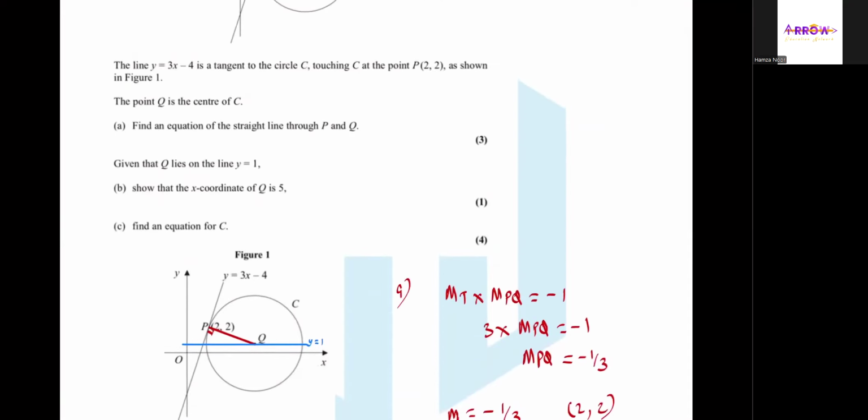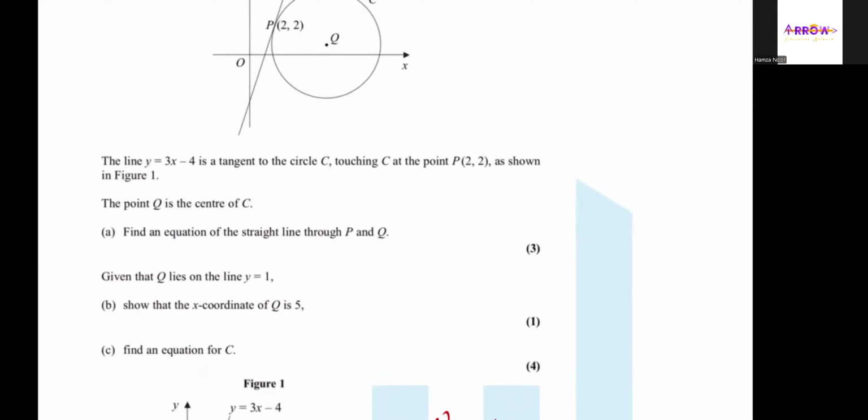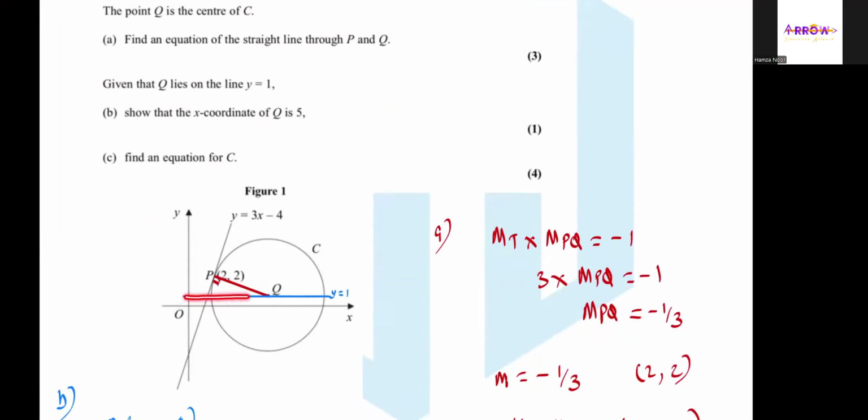Then in part B, the information given is that Q lies on the line y equals 1. So point Q is on the line y equals 1, which is a horizontal line, which means that the y coordinate of Q is 1. The x coordinate we don't know. We need to show that the x coordinate of point Q is 5.